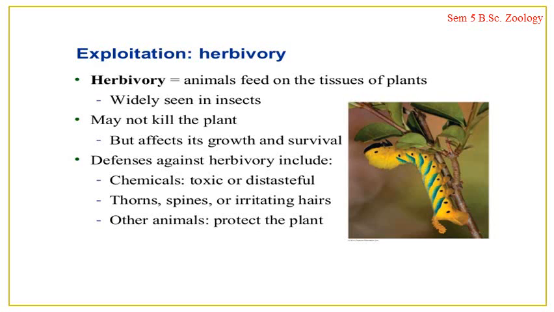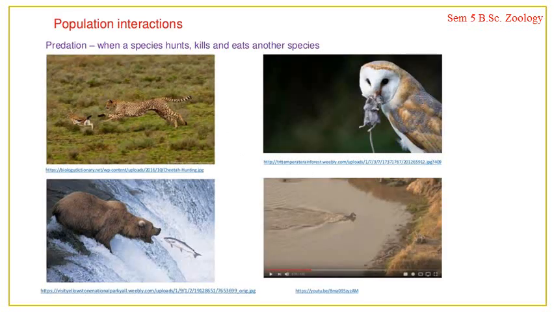So herbivory is widely seen in animals belonging to the first trophic level. In herbivory, the animal is not killing the plant, but it affects its growth and survival for a small period of time. And what happens with respect to plants? They develop certain defense mechanisms. For example, adaptive features like thorns, spines, and even chemicals which render it distasteful, so the animals don't feed on it. Such adaptive features are developed by the plants to avoid or escape herbivorous predation.